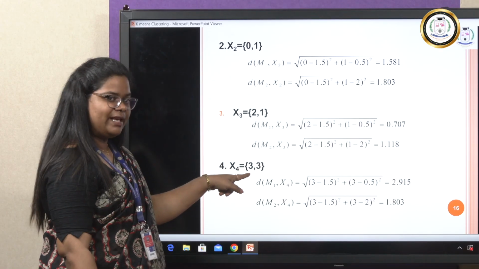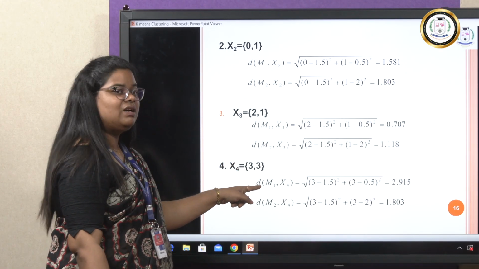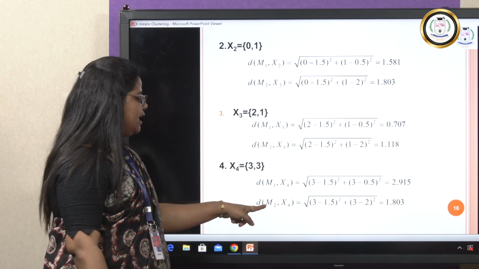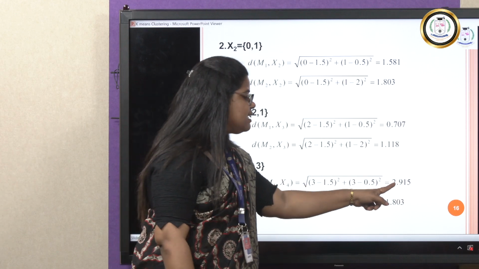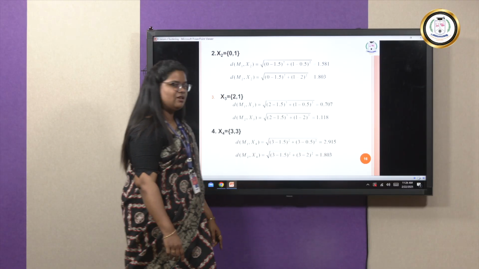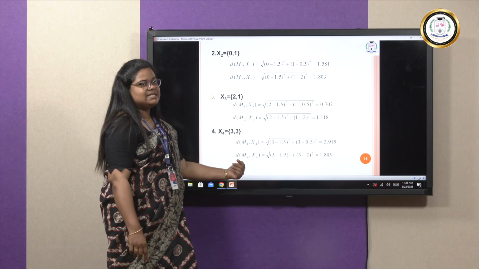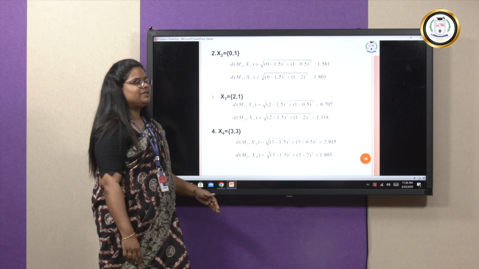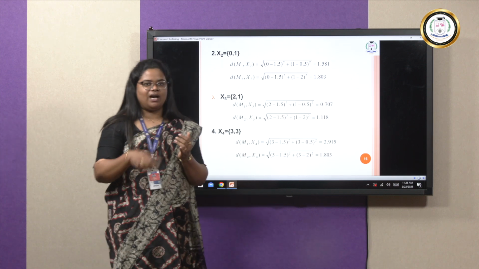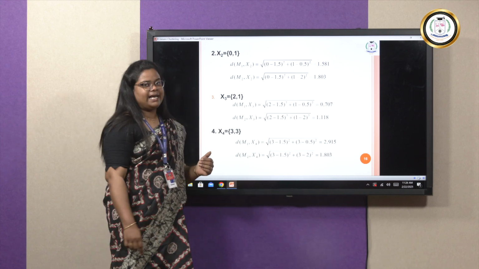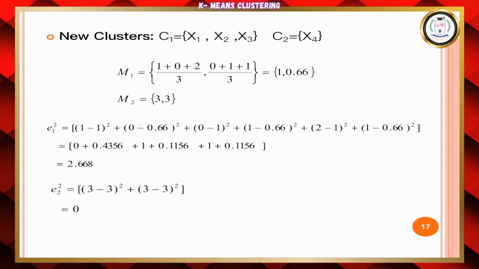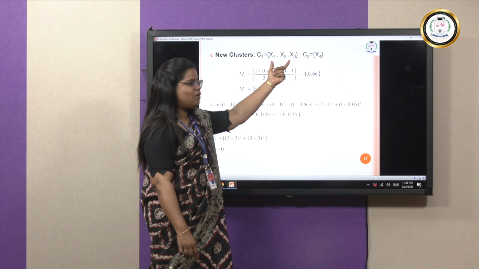So x4 is the value 3, 3. For this one, you have to find out the difference from cluster head 1 and cluster head 2. So when you apply the Euclidean distance, you will be getting the values as 2.915 and 1.803, the least distance for cluster head 2. So once you compute this one, you will get cluster 1 as x1, x2, x3, and for cluster 2, you are getting the value as x4. So we are getting C1 as these three values and C2 as that value. Now you have to start from the beginning. So now we are having this cluster 1 and cluster 2.